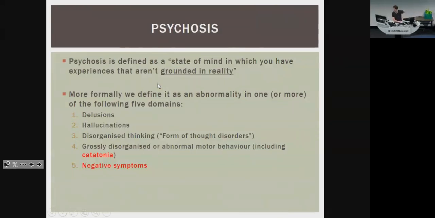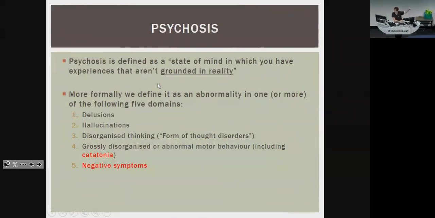For your OSCEs, you should have a definition of psychosis that you can just rattle off to a patient if, say, you're counselling them or counselling a family member on what schizophrenia is. So my definition that I memorised is psychosis is a state of mind in which you have experiences that aren't grounded in reality. And the, I guess, layman's term of that is things seem real that aren't real. Nice and simple, yeah? More formally, psychiatrists define psychosis as an abnormality in one or more of 5 domains.